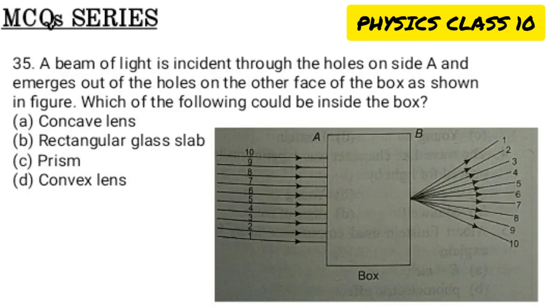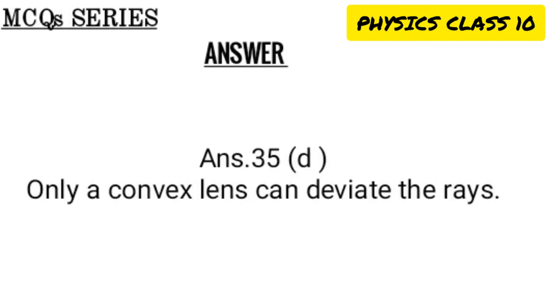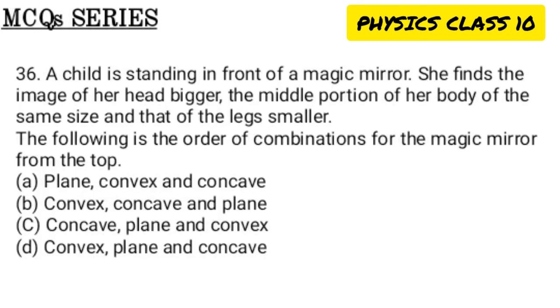Sorry for that. Now question 35. A beam of light is incident through the hole on side A and emerges out of the hole on the other face of the box as shown in the figure. Which of the following could be inside the box? Concave lens, rectangular glass slab, prism, and convex lens. And for this, option D is correct, convex lens.